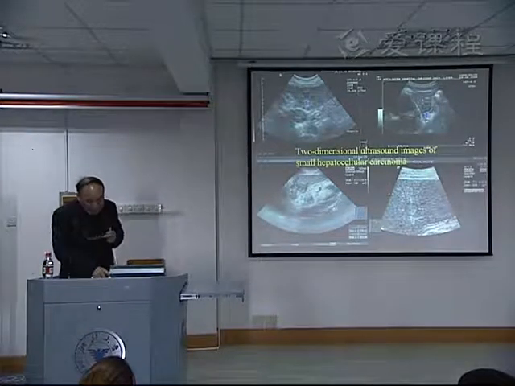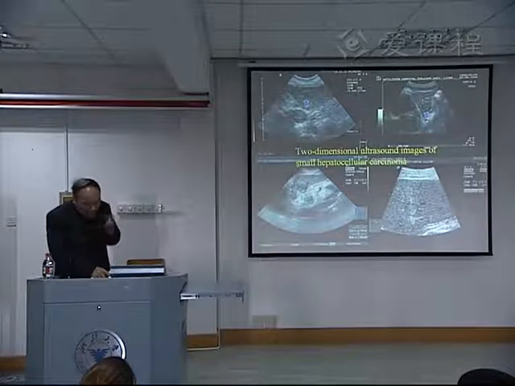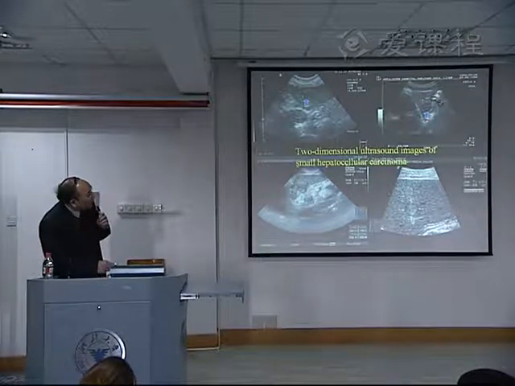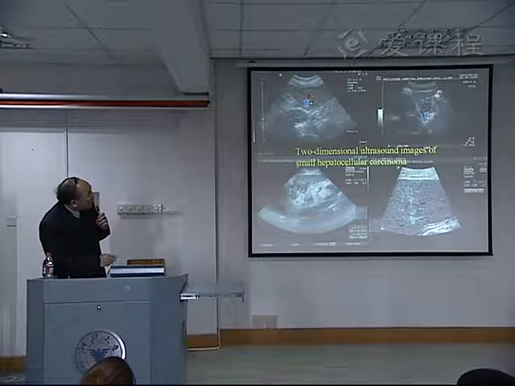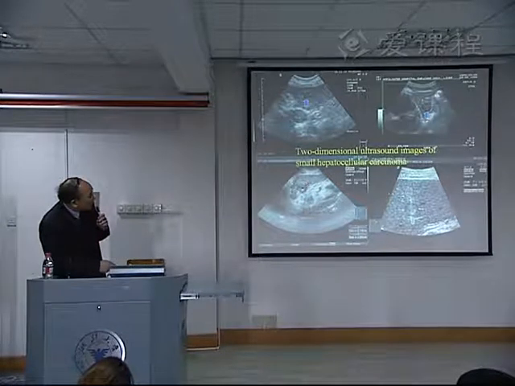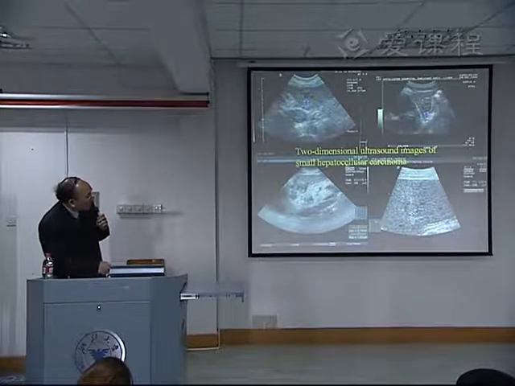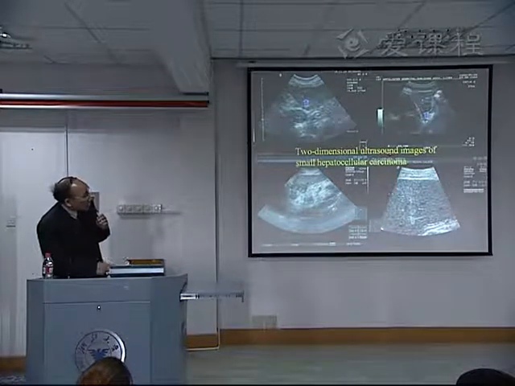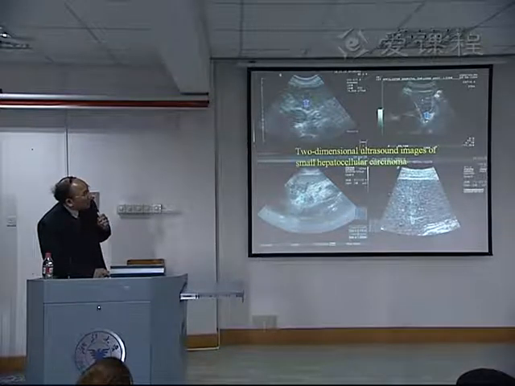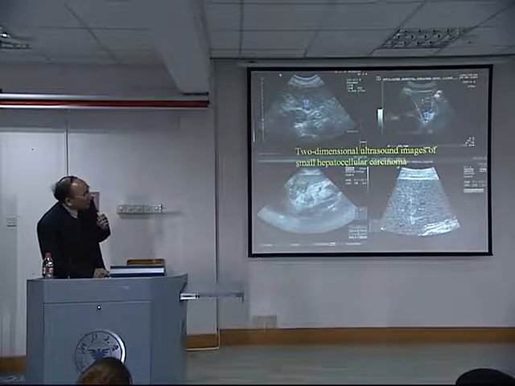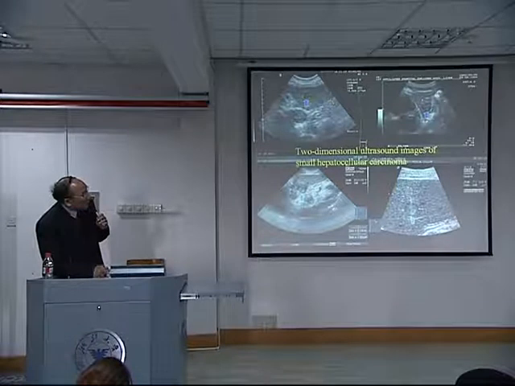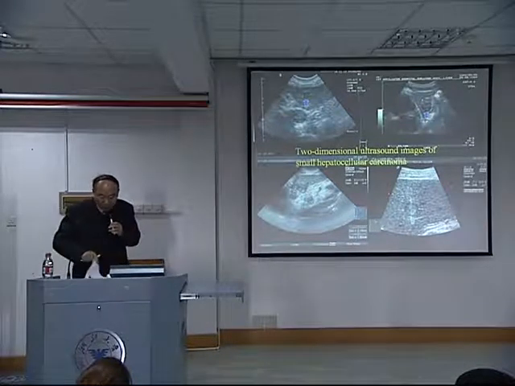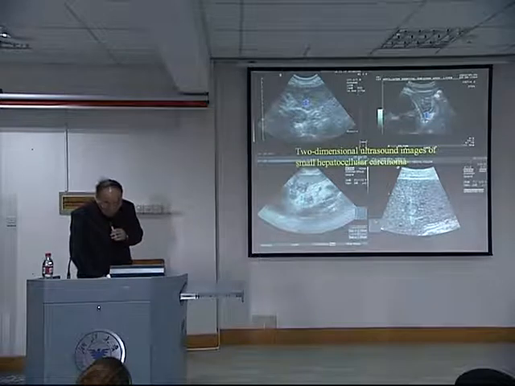Here is ultrasonography of hepatocellular carcinoma. Here is a tumor, and it is very clear. So I think ultrasound is very easy to do. For us surgeons, ultrasound is very important and very easy to do.